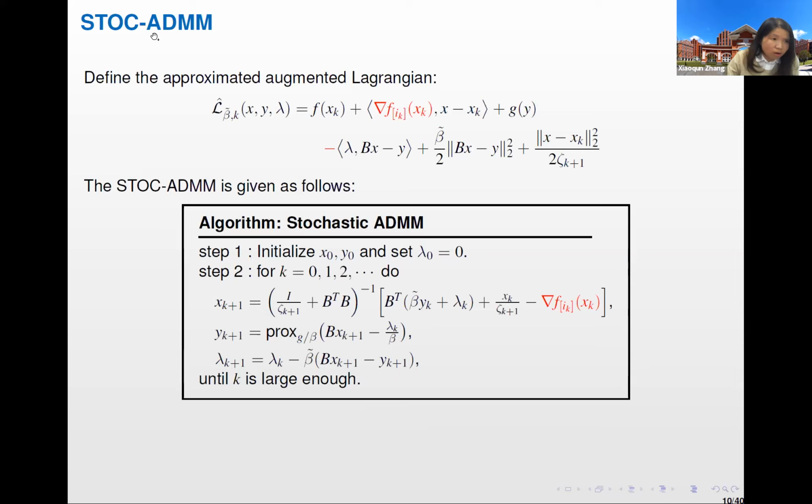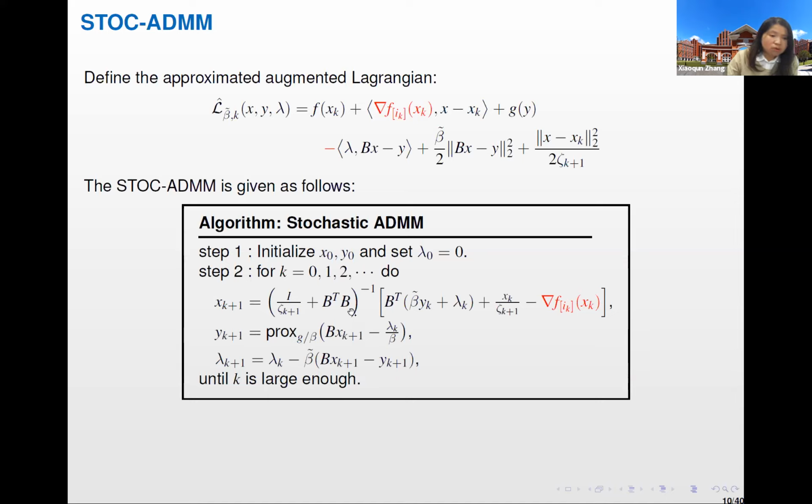To give you an idea of how ADMM is applied in this kind of stochastic setting, the so-called stochastic ADMM is applied on this linearized augmented Lagrangian. By the linearization, we can now take a stochastic version of this gradient, exactly here, and the subproblem is given by this one. In general, we assume the subproblem with the proximal term with respect to G, for example like L1, will be an easy problem.